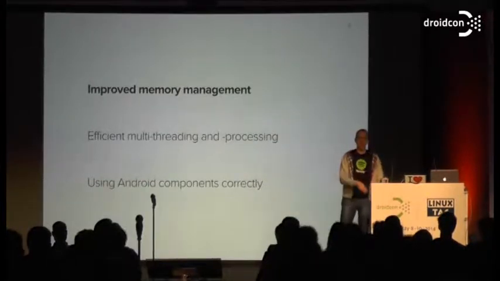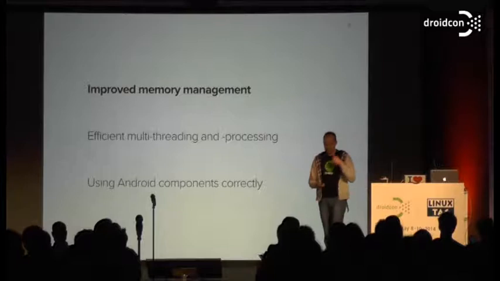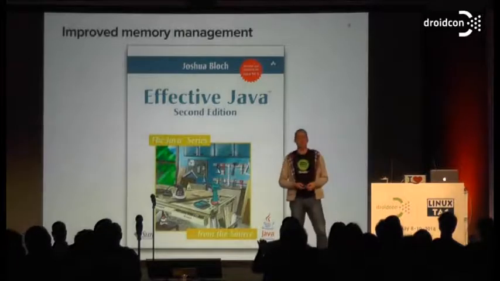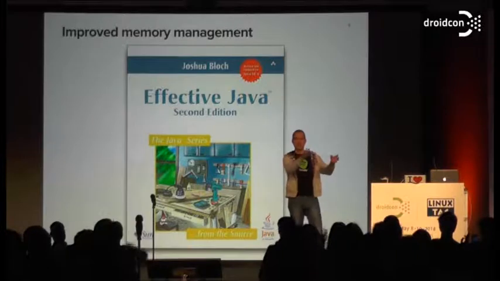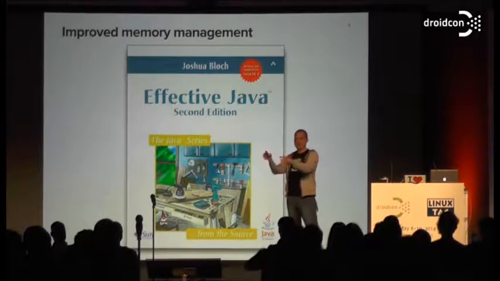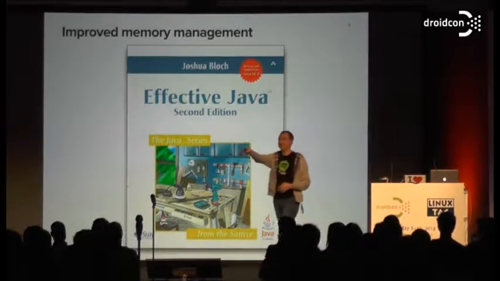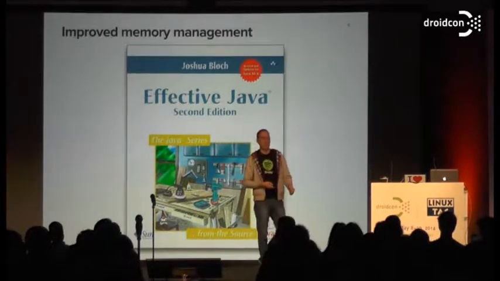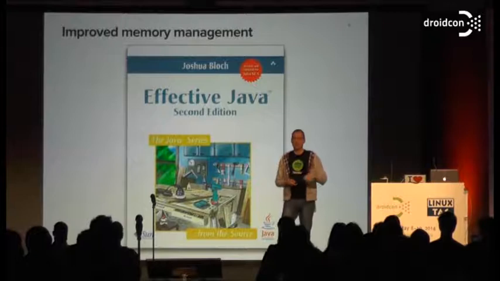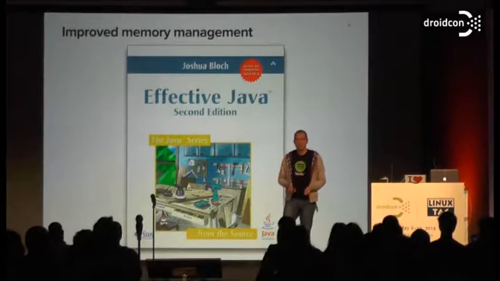Now, once you've bought my book and read that one, you need to buy another book as well, this one. How many people have read this book, Effective Java? So almost all the people on that side, but not on that side. Anyway, this book you need to read. It's from 2008, still valid. Everyone who programs in Java should read this book.